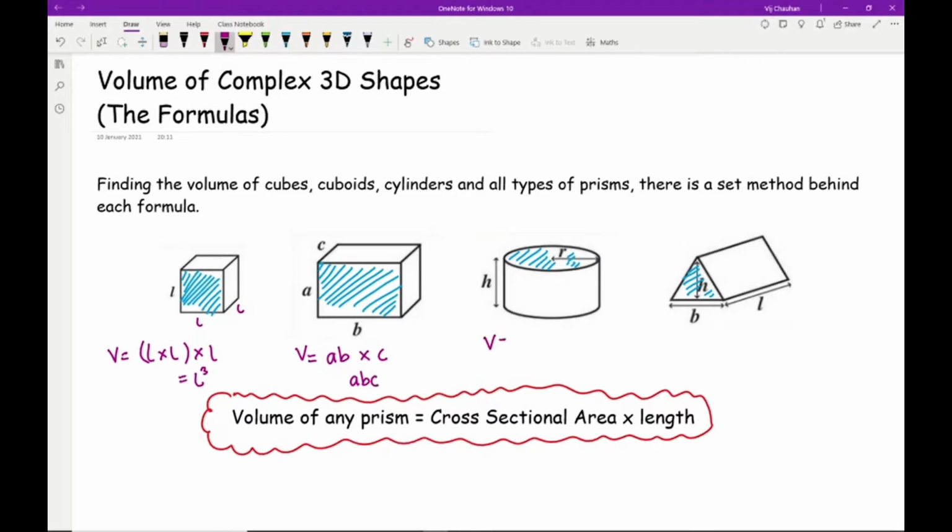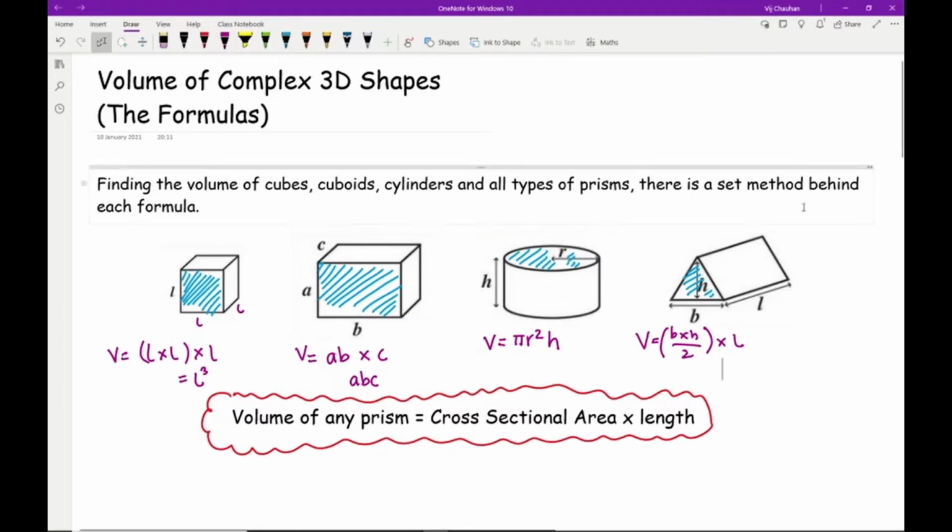And here for a cylinder, if I work out the area of the circle, that's pi r squared, and I times that by the height or the length or whatever you want to call it, and there you go. So you can see how this formula does work. And finally, for a triangular prism, if I work out the area of the triangle first, that's base times height divided by 2, and I times that by the length, and there you go, you've got the formulas of those four basic shapes. So as I said, it's always important you understand where these formulas derive from.